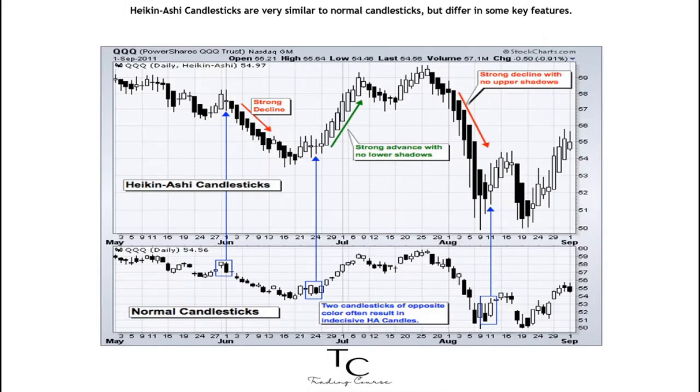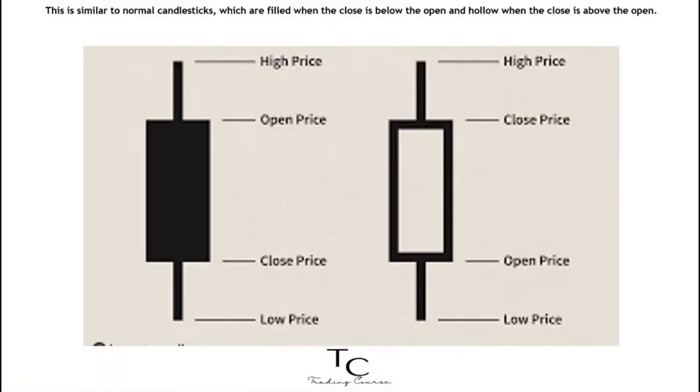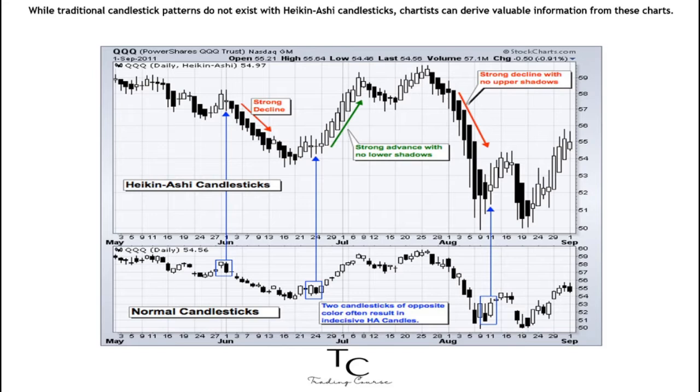Interpretation: Heikin Ashi candlesticks are very similar to normal candlesticks, but differ in some key features. A Heikin Ashi candlestick is hollow when the HA close is above the HA open. Conversely, Heikin Ashi candlesticks are filled when the HA close is below the HA open. This is similar to normal candlesticks, which are filled when the close is below the open and hollow when the close is above the open. While traditional candlestick patterns do not exist with Heikin Ashi candlesticks, chartists can derive valuable information from these charts.